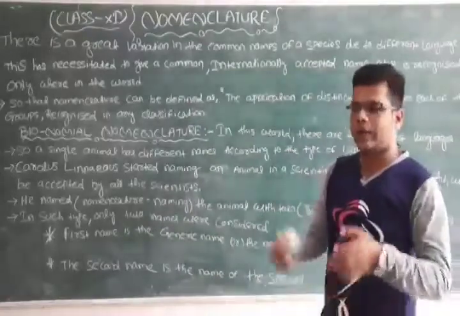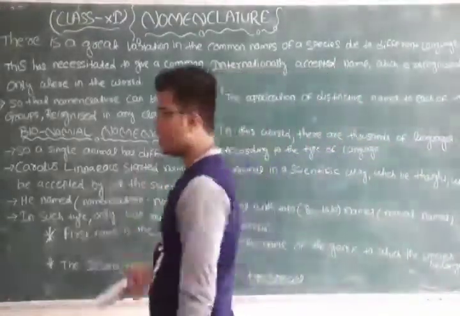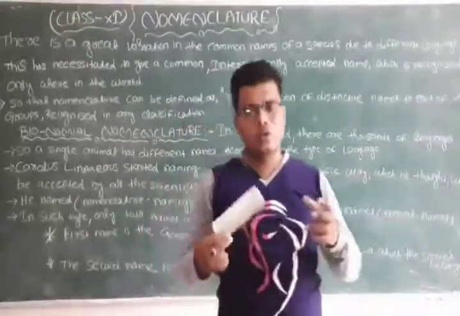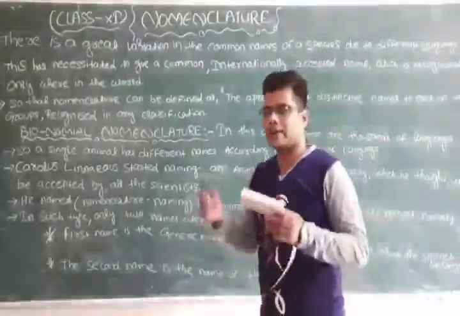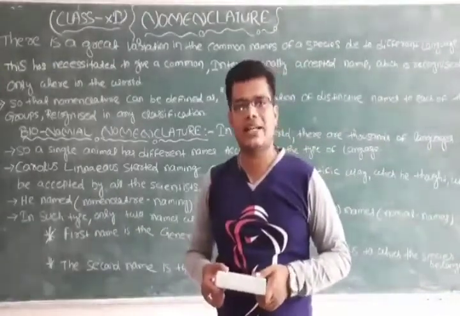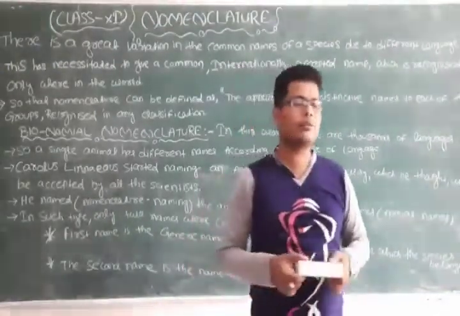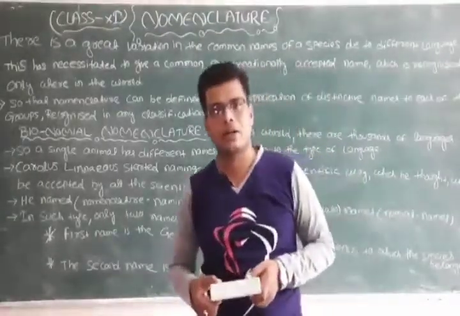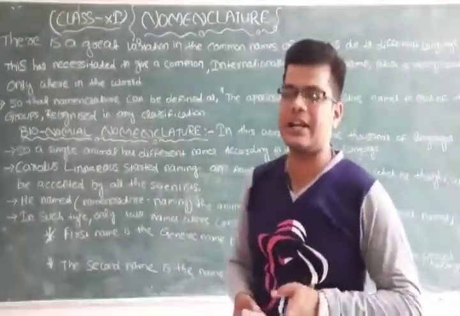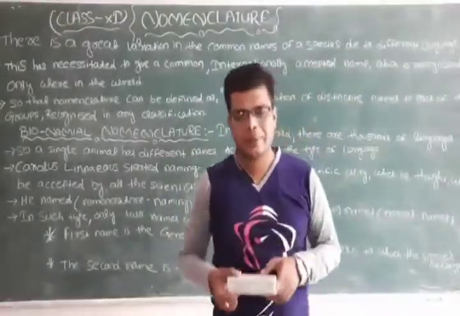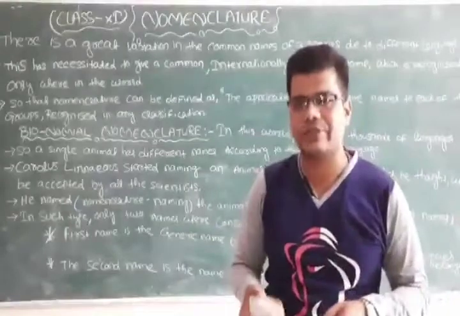So it is recognized in each part of the world. If you go anywhere and give a particular organism by its scientific name, it can be easily identified. Otherwise, if we use different types of common names, it is very difficult. So it was decided that every organism that we discover is given a particular scientific name.